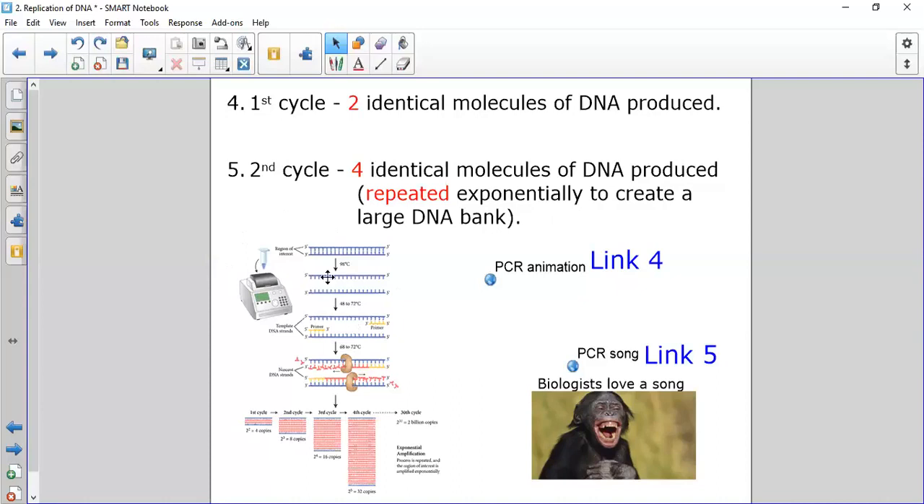This is just a different diagram. This is a wee machine, this is a wee tube. There's our DNA that's separated, there's the primers bound, and there's our heat-tolerant DNA polymerase adding nucleotides in that direction, and adding nucleotides in that direction. Because the whole thing's been separated, the primers can bind at the end, so we don't have this need for the ligase. Right, we've got link 4 and link 5. Link 4 is a good animation that looks at PCR, and link 5 is a song, because biologists love a song.